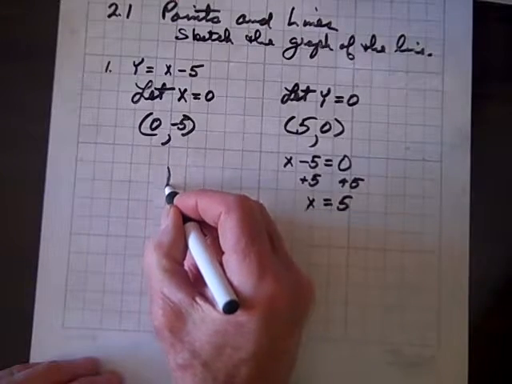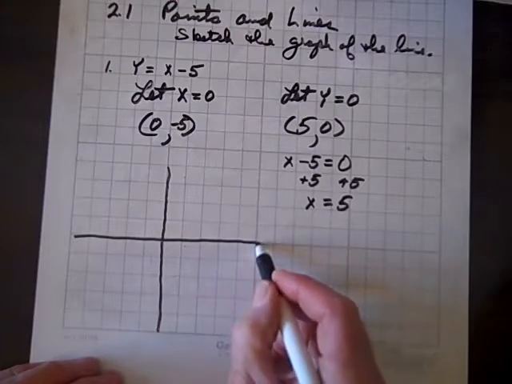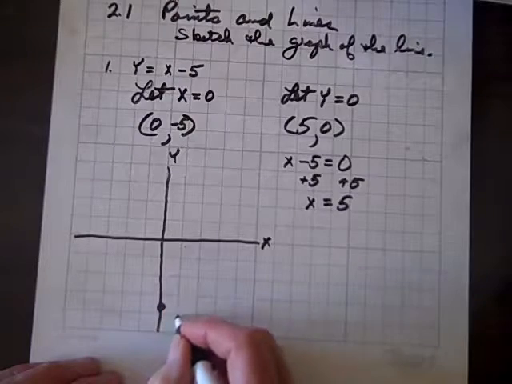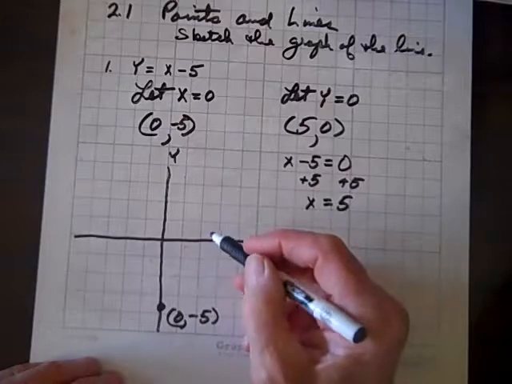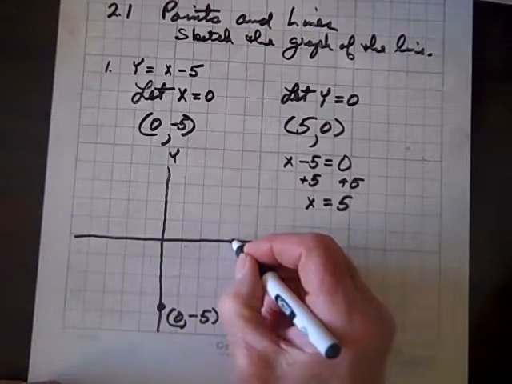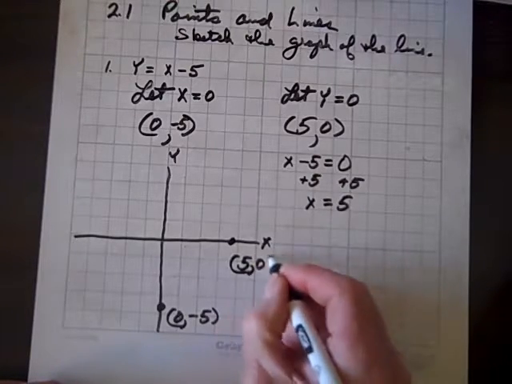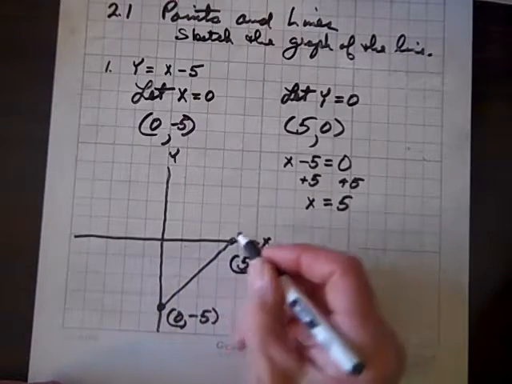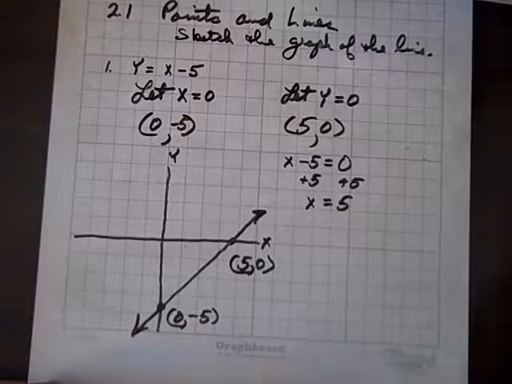And we should be able to graph this line. Here we are at (0, -5). Every point on the y-axis has an x-coordinate of 0, and (5, 0), every point on the x-axis has a y-coordinate of 0, and now we'll just draw the graph through those 2 points. Now let's move on to another one.